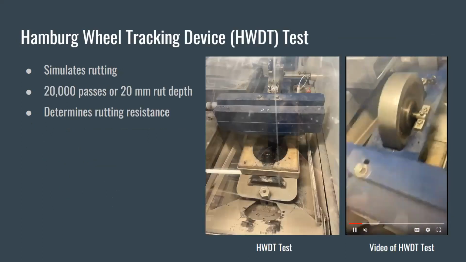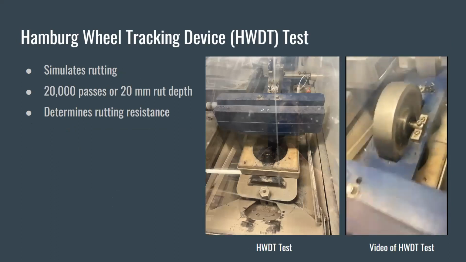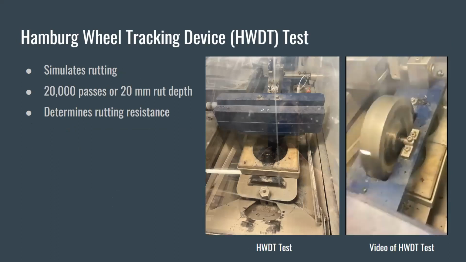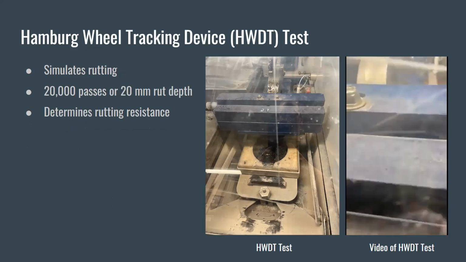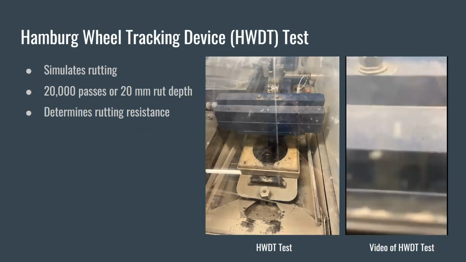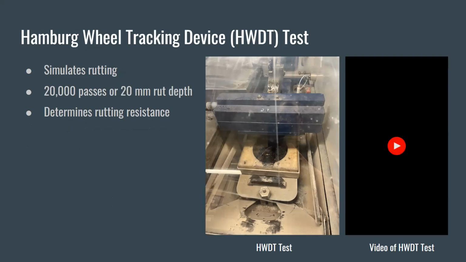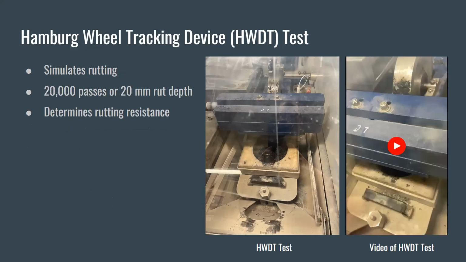After making samples, 4 samples were used to run the Hamburg wheel tracking device tests, also known as the HWDT. The purpose is to simulate traffic loads on the samples created. The samples are placed in the molds and slid into the device, while the steel wheels will travel back and forth, applying a constant load to the samples. The test is complete when 20,000 wheel passes have occurred, or a total rut depth has reached 20 millimeters. The goal is to have the samples last 20,000 passes while having minimal rut depth.